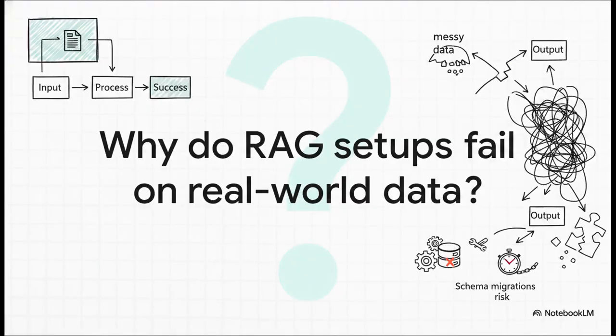As an architect, you always have to start by asking the hard questions, right? Like, why do out-of-the-box RAG setups just fail so spectacularly on real-world data? I mean, we've all seen it. A basic RAG script works flawlessly in a pristine Jupyter notebook, but the second you deploy it against a living production database, it completely falls apart.